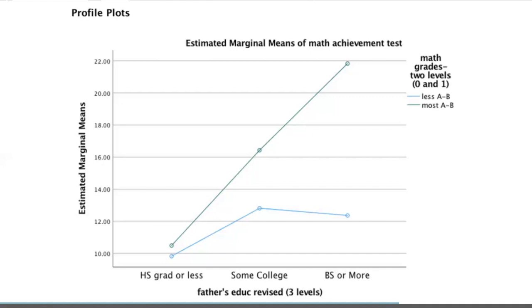Okay. And when that window comes up, we're going to take math achievement and add that to our dependent list. And then we will get our factor, which is those new cell codes that we just created. We're asking SPSS to look at what if they have those 3 different levels of math grades and those 3 different levels of education for the fathers. We're going to do Contrasts.